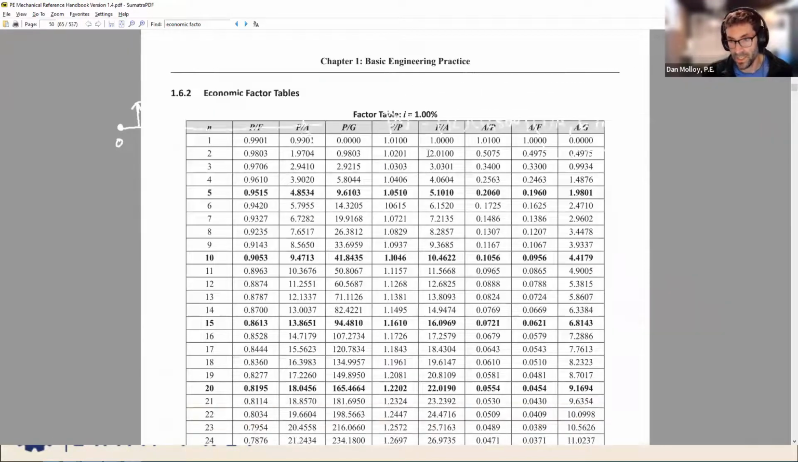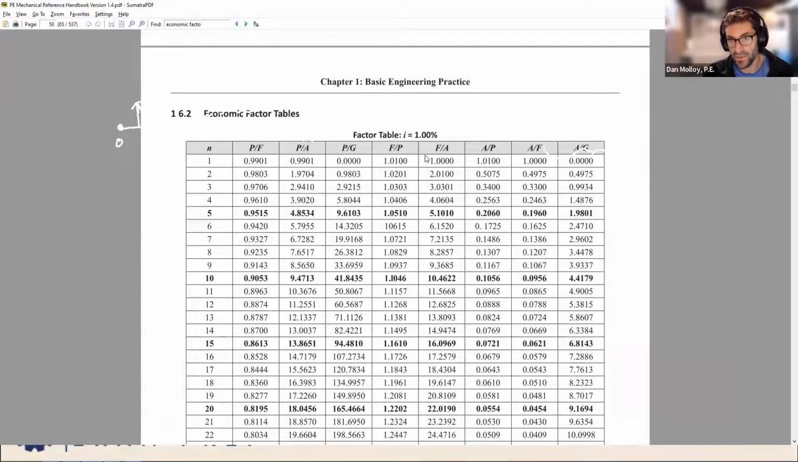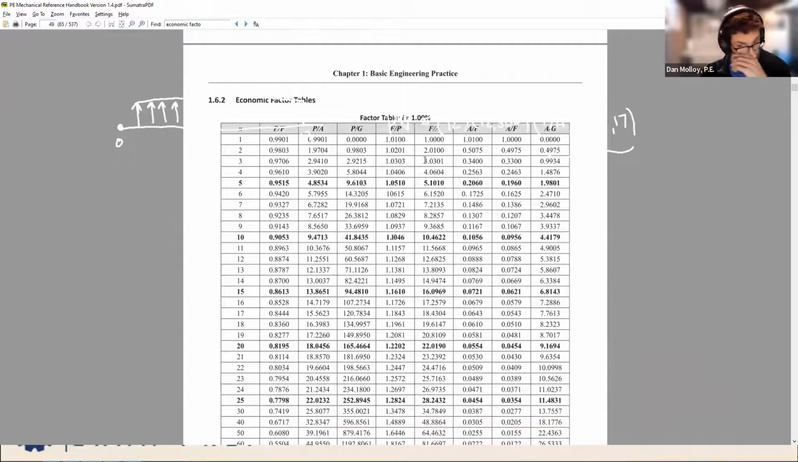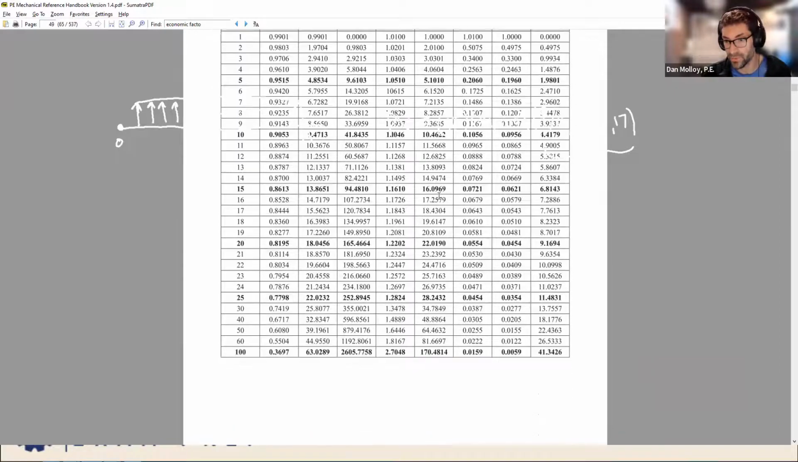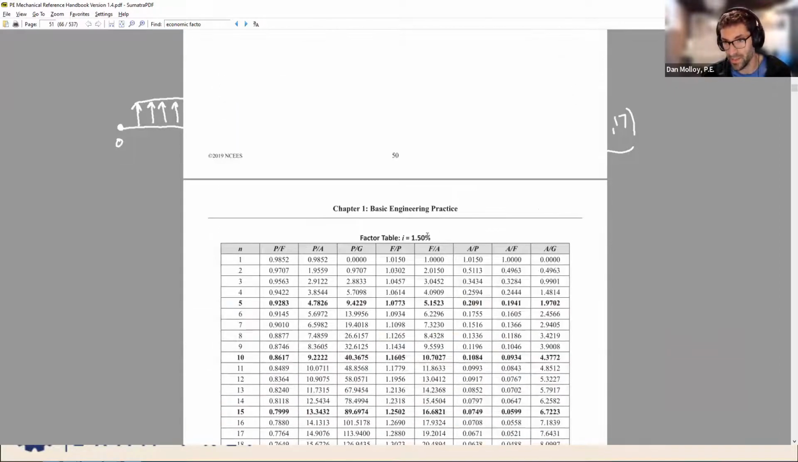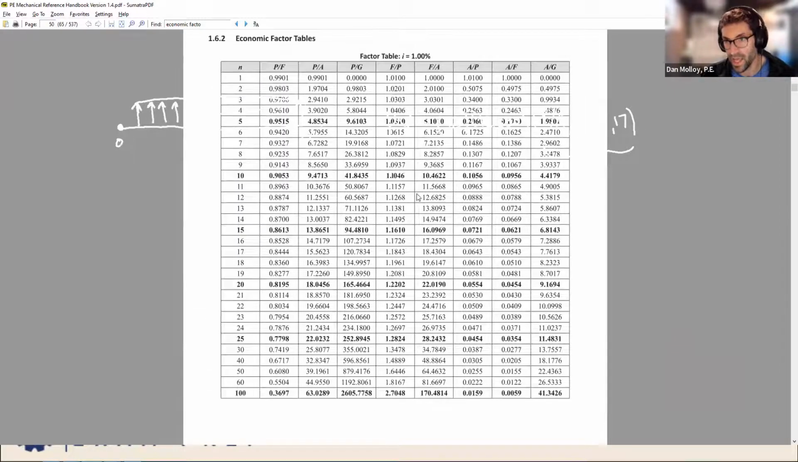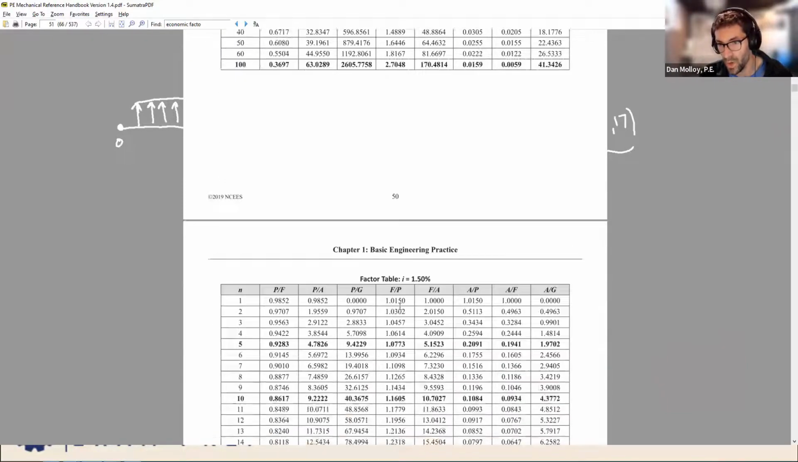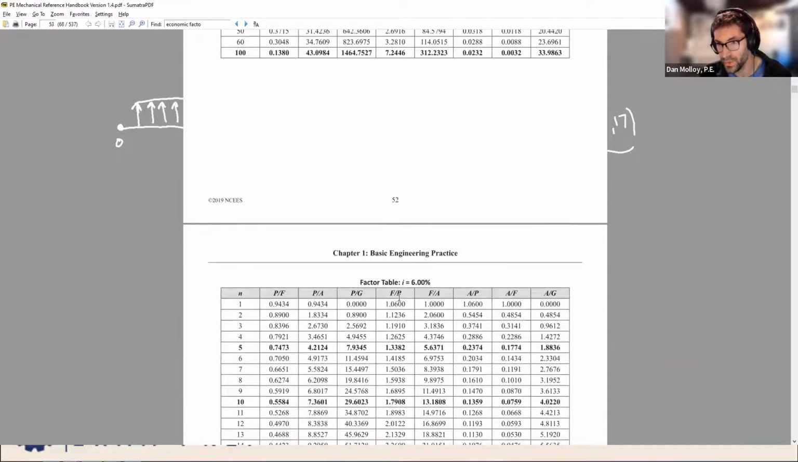And these are organized by interest rate. And the mechanical engineering reference manual in the old days with the open book had like every interest rate incremented by 1%. But here they just kind of give you a select group, right? They give you 1, 1.5, 2, but then they jump to 6. So if it's like a 3 or 4% interest rate, you can't use the tables.